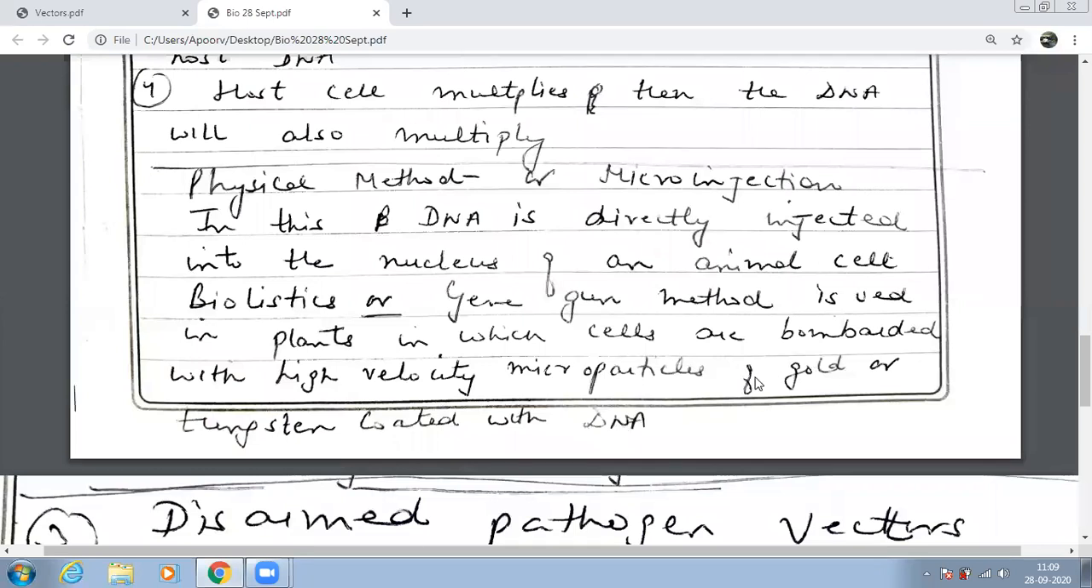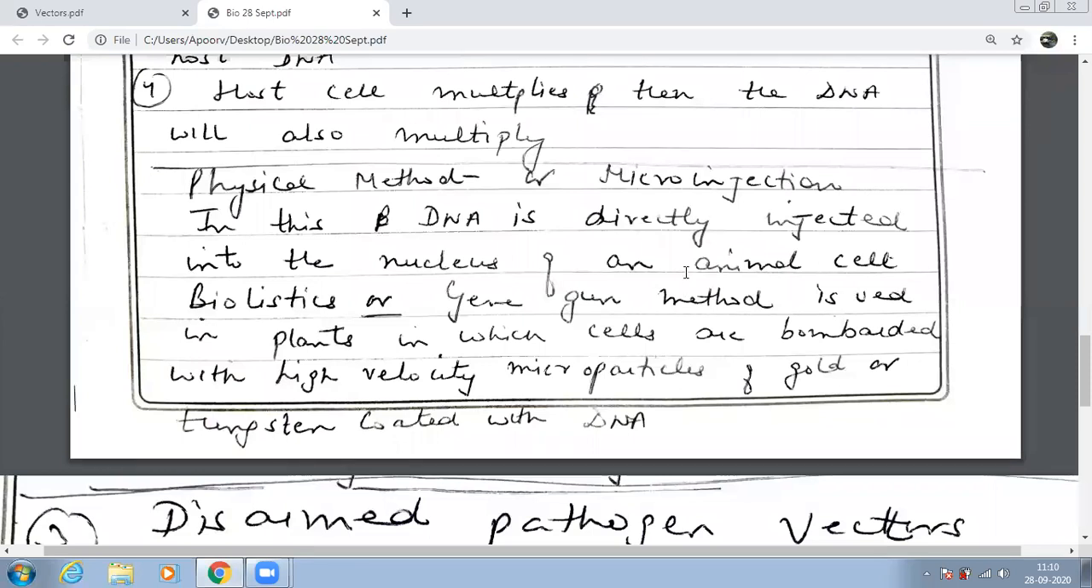Can anybody tell me why we took gold and tungsten for DNA coating? Student: Ma'am, because gold is like a noble metal. Excellent. If you talk about your reactivity series, gold and tungsten will not react. They will not change the property of DNA at all. They are noble metals, so you can simply coat them with these two metals. We have taken gold and tungsten particles, coated them with a foreign DNA and hit them very hard at the plant cell. So when this particle goes and hits, the DNA will automatically enter your plant cell because it is going with a very high velocity.